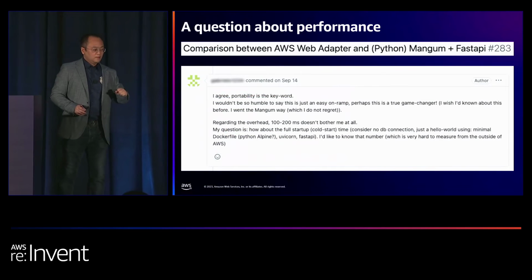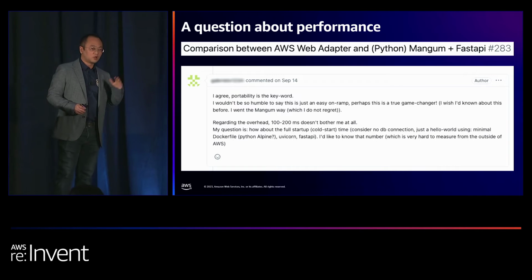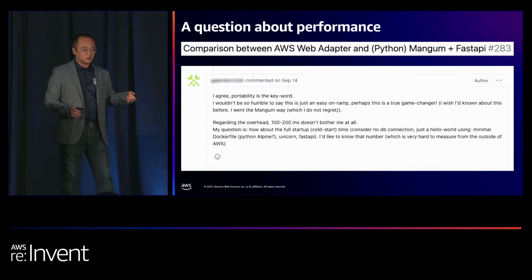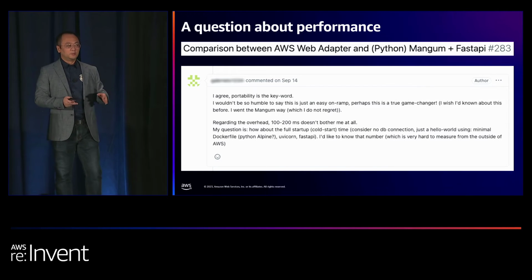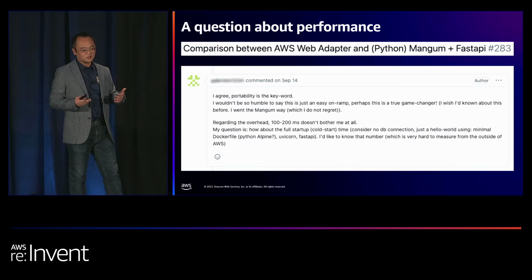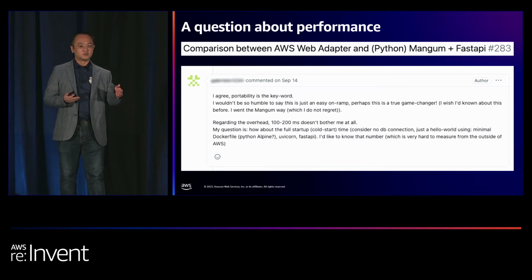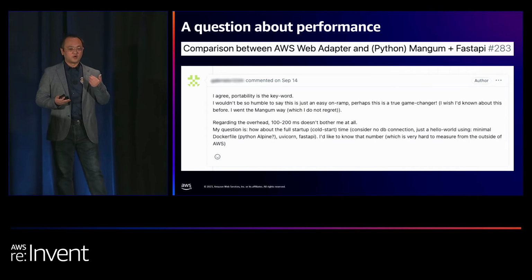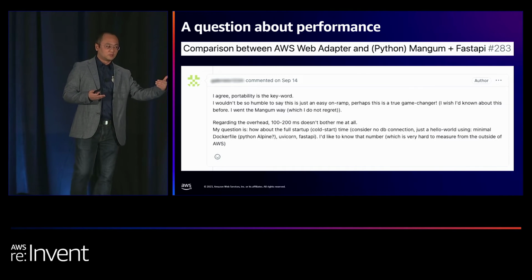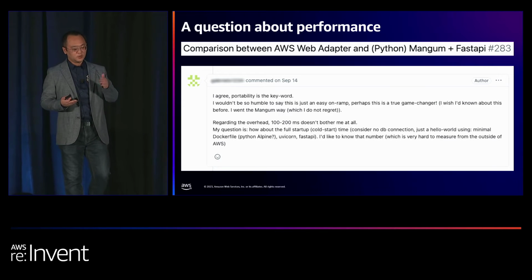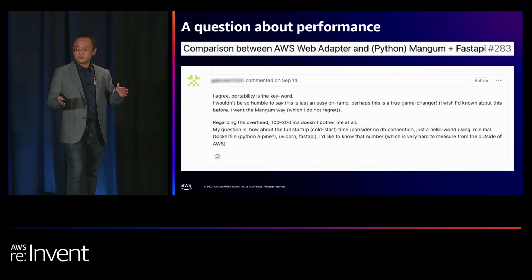So another question I often get asked is about performance. We talked about it a little bit. We created the web adapter using Rust because of performance. There are people still asking these questions a lot. There's a specific example on the project's GitHub repo. There's an issue, people asking, if I use FastAPI, use Uvicorn to run a FastAPI server, and use the web adapter, comparing that with using Mangum plus FastAPI, how the cold start will be like.